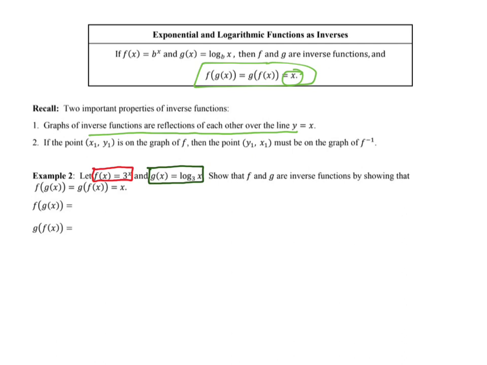Okay? So for the first one, f of g of x. I'm going to start off by writing my f sentence. My f sentence says raise 3 to the x power. And instead of raising it to the x power, I'm going to raise it to the log base 3 of x power. You with me? Okay. So how do I handle this 3 to the log base 3 of x?